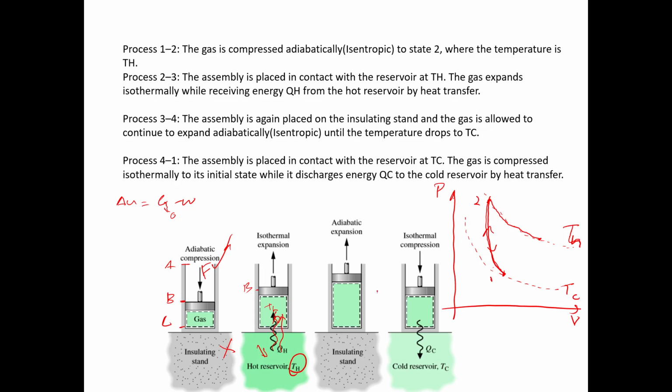and the temperature of course goes down because there is no Q in, no heating, therefore temperature goes down, right? So we allow it to expand until the temperature goes to TC. That means expand in such a way until it comes to TC. Then after expanding to TC, what are we going to do? We change back the insulation stand to cold reservoir.